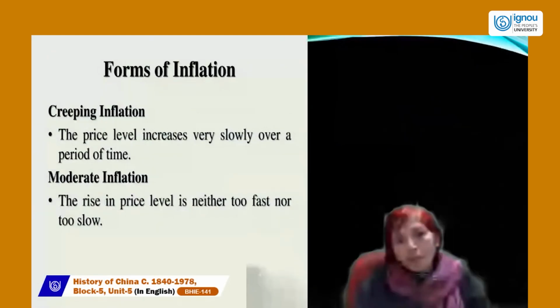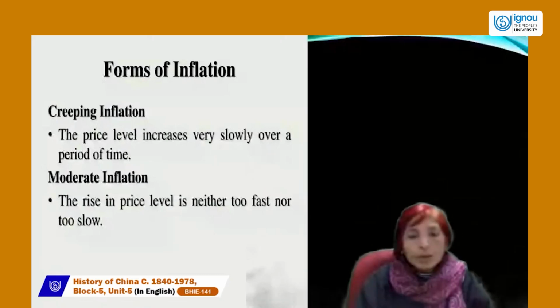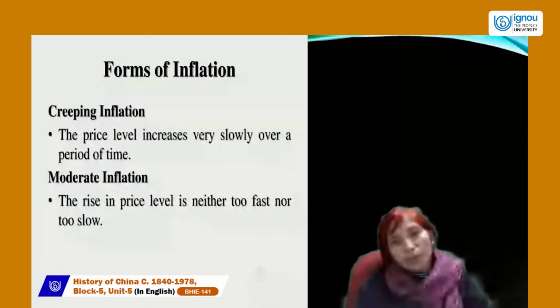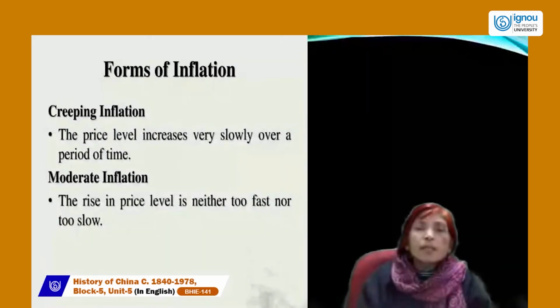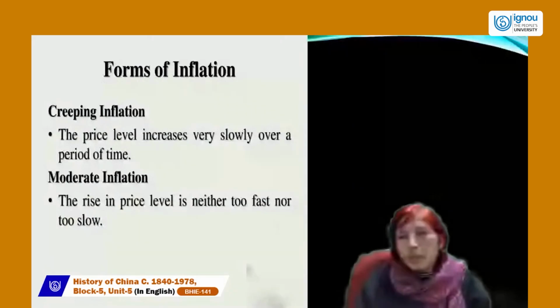Moderate inflation means the rise in price level is neither too fast nor too slow. When the inflation rate is below 10% and between 5 to 8%, that is moderate inflation.